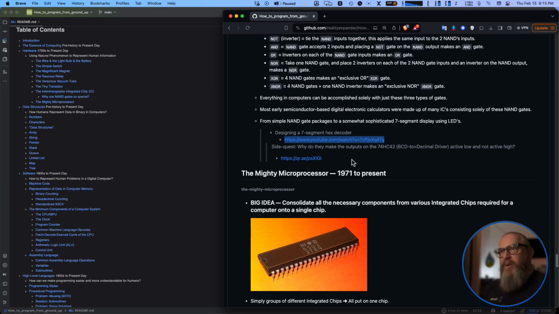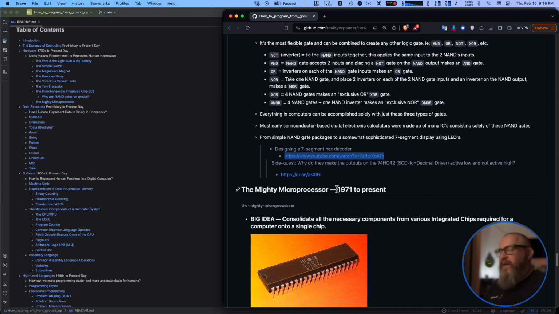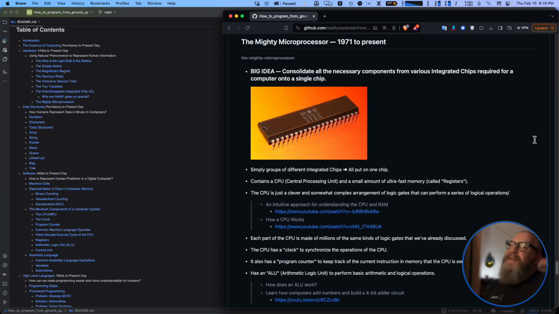And there's a side quest here, which is why it's active low. I kind of explained that a little bit. We'll be getting into the microprocessor next. So it's building it all up. You're kind of already there. We're kind of already there.